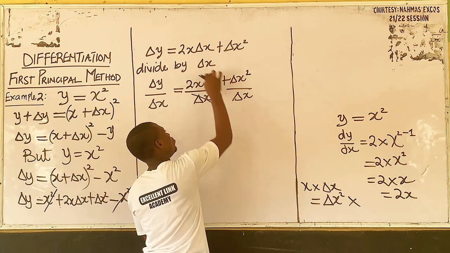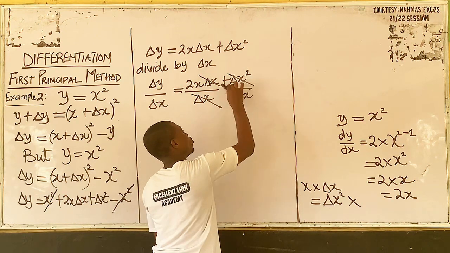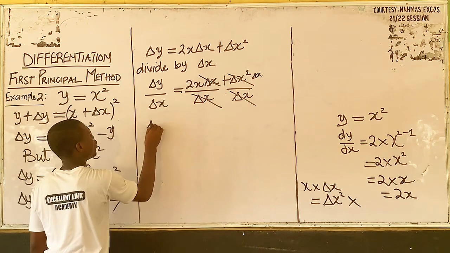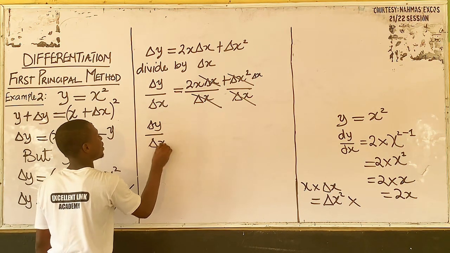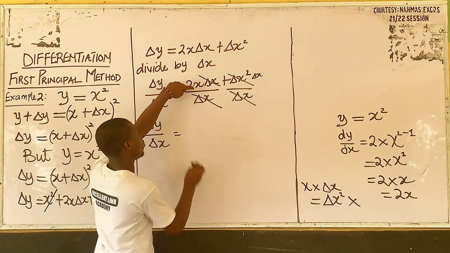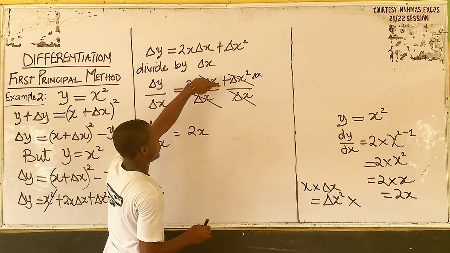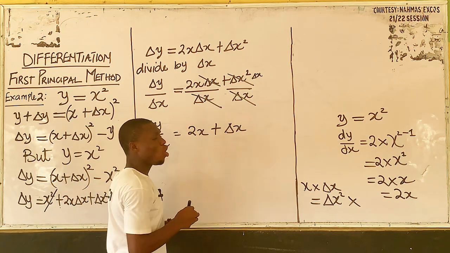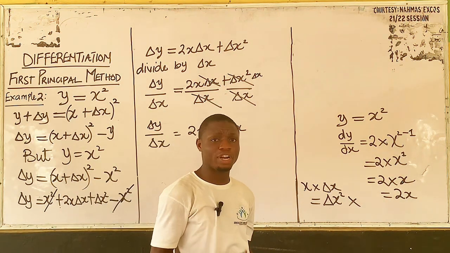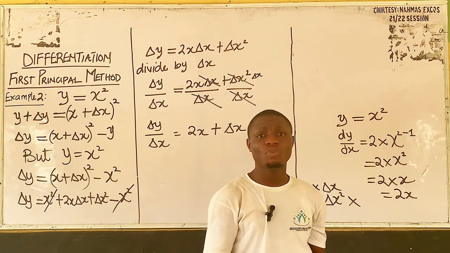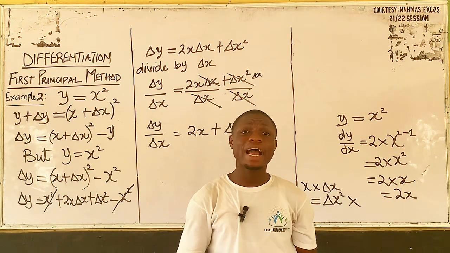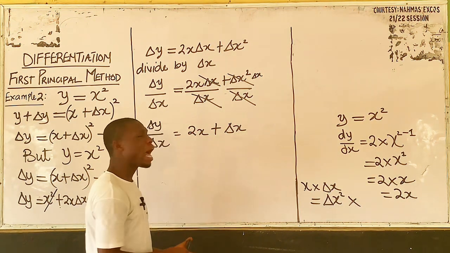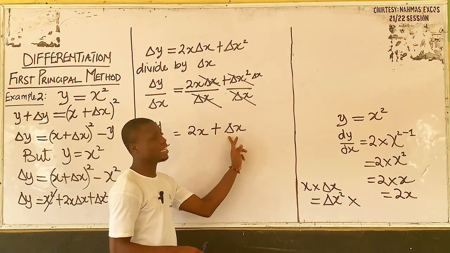This one will cancel this. This one will cancel this. But I'll be left with one of it up here. So therefore, I'll be having change in y over change in x equal to 2x here plus change in x here. Observe the difference between the first example and second example. For the first example, after dividing through by change in x, I had my answer straight as 1. But here, after dividing by change in x, I'm still having a change in x left.